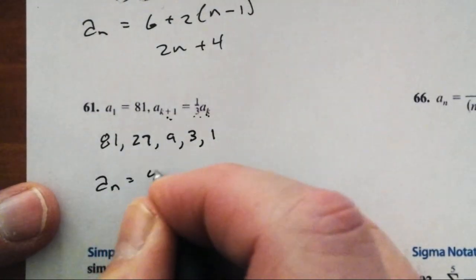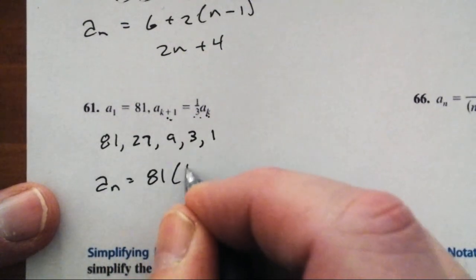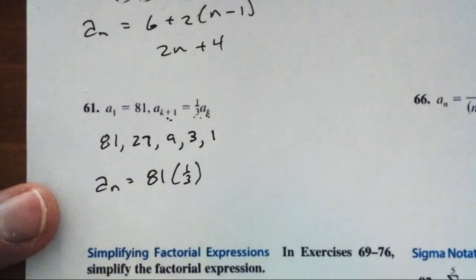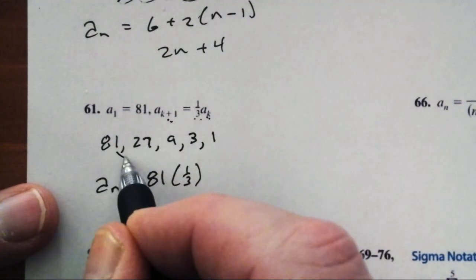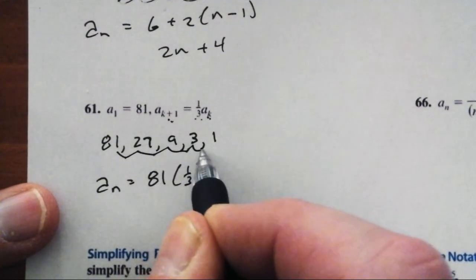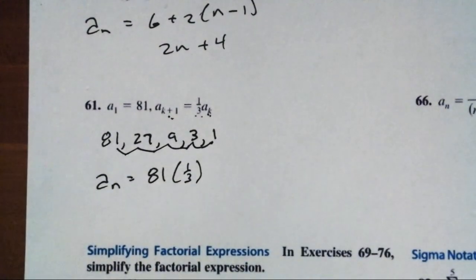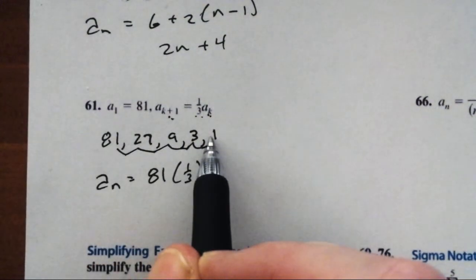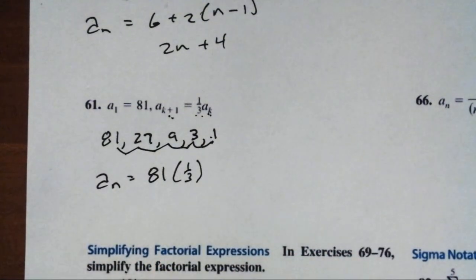The nth term, we started at 81. We started multiplying by 1/3. How many times did I multiply by 1/3 to get to the 5th term? 4 times, because it's 4 steps away. The number of steps is always 1 less than the number of terms.